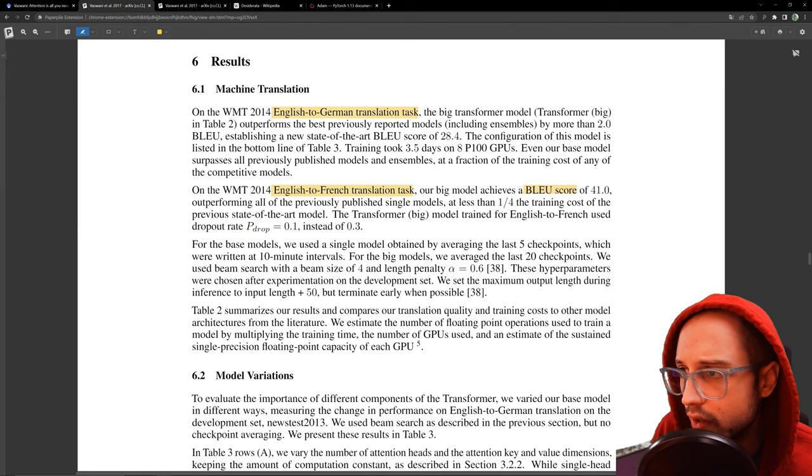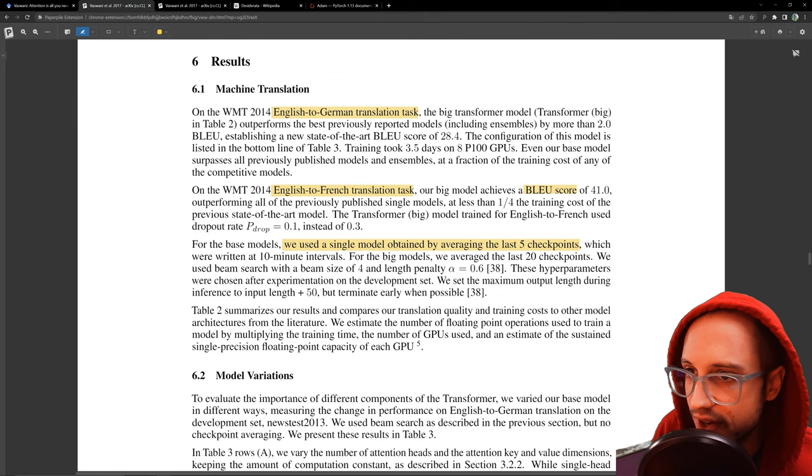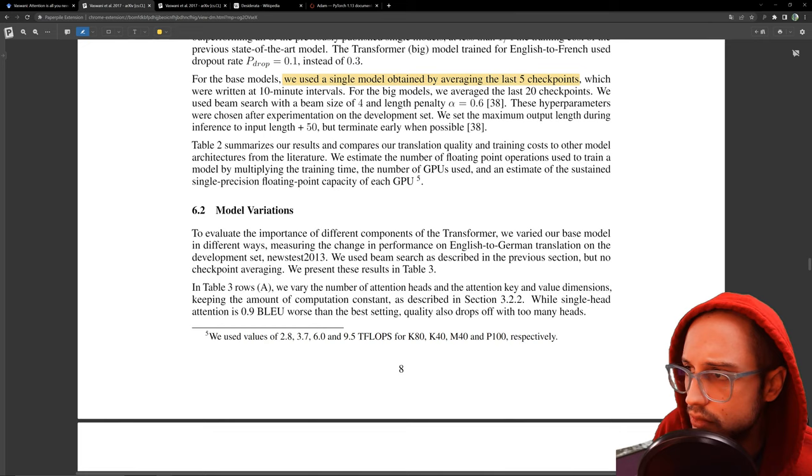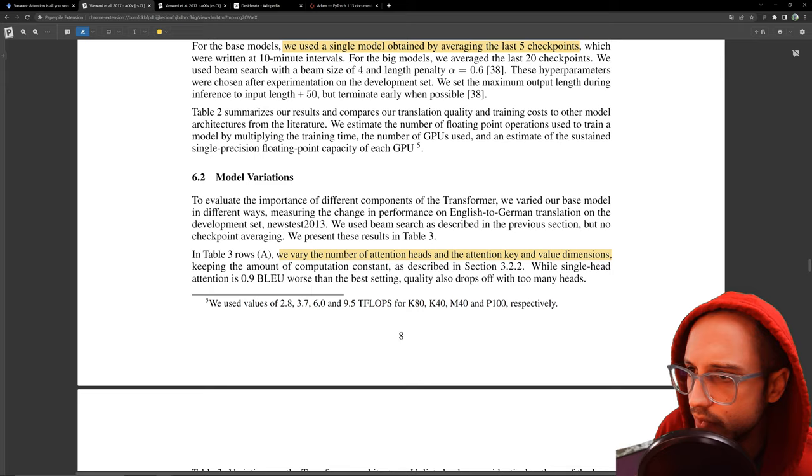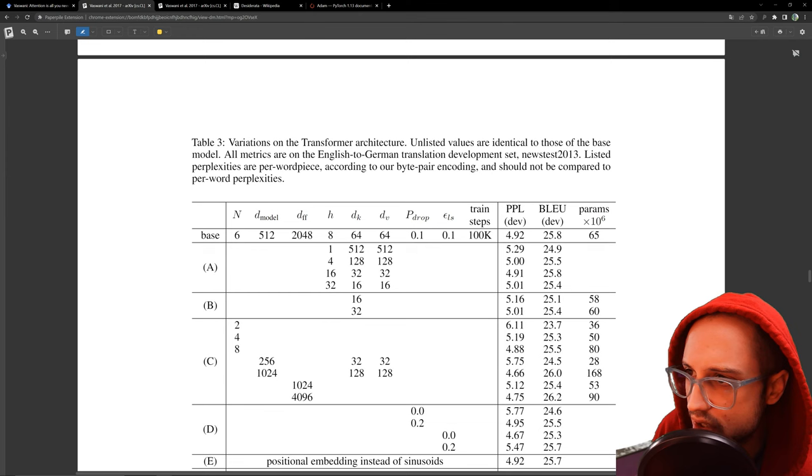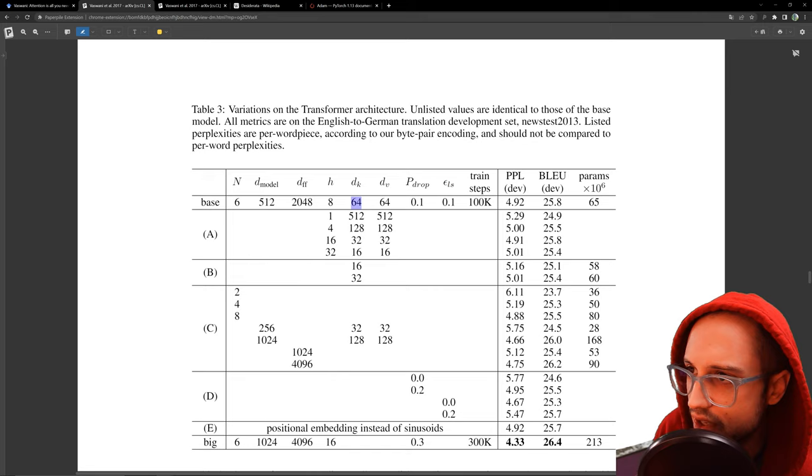Okay, so it's interesting that the model that they use is actually the average of the last 5 checkpoints. Okay, so we vary the number of attention heads and attention key and value dimensions. So they did kind of an ablation study here using different values of DK and DV, and how did that change the score?